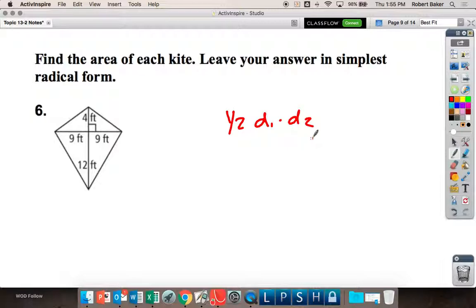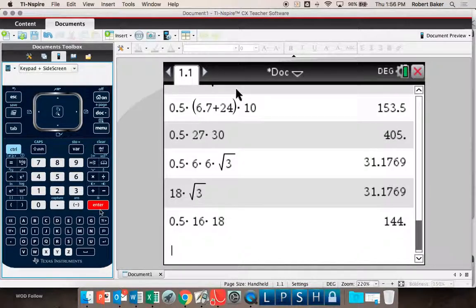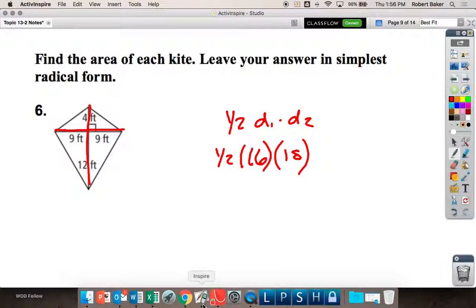So how long is this diagonal? 16. How long is this diagonal? 18. So you just do 1/2 of 16 times 18. Boom, 144. 144 feet squared. Some high level stuff here, huh? Feel good about it? Yep.